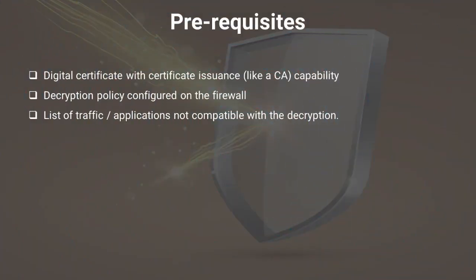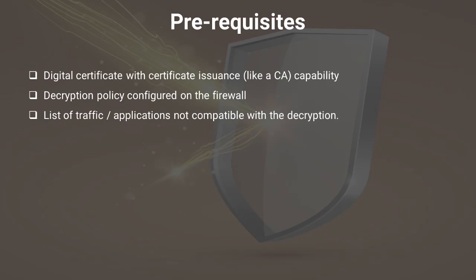Prerequisites. In order to successfully enable decryption on your next generation firewall, first you need a digital certificate with CA capabilities. That is the certificate that is able to sign the certificates for the web servers your end users are trying to visit when they are surfing the internet. We have two types of decryption. Forward decryption means you are decrypting the traffic going from your internal users to the internet, or traffic your users are downloading from the internet.